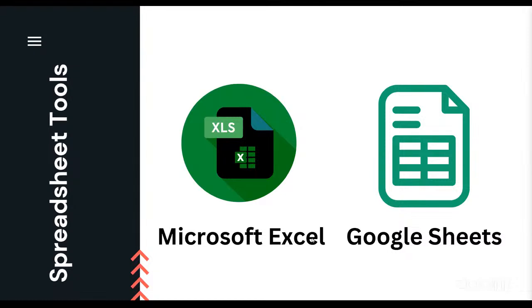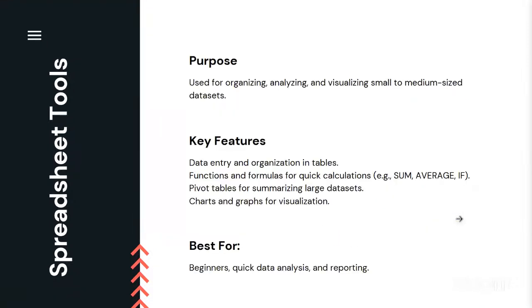So let's proceed. Now, how can we use spreadsheets, or what do they do for us? Here we can see that spreadsheet applications or tools are used for organizing, analyzing, and visualizing small to medium data sets. And their key features include data entry and organization, which we just talked about, functions and formulas for quick calculations as well, pivot tables for summarizing large data sets, and also charts and graphs for visualizing data.